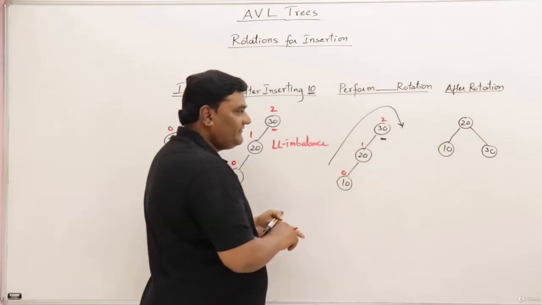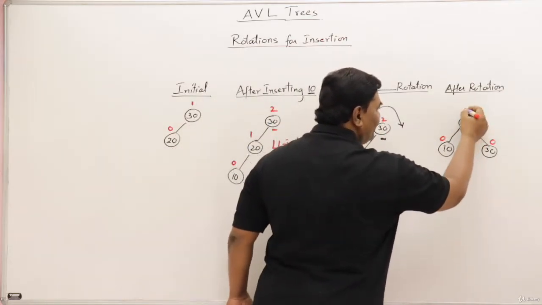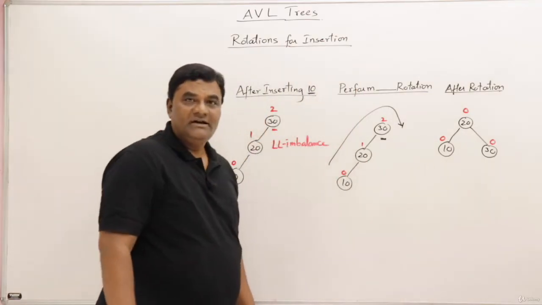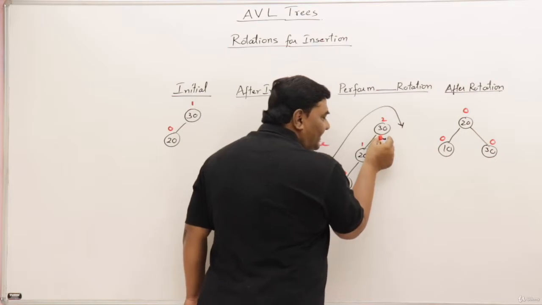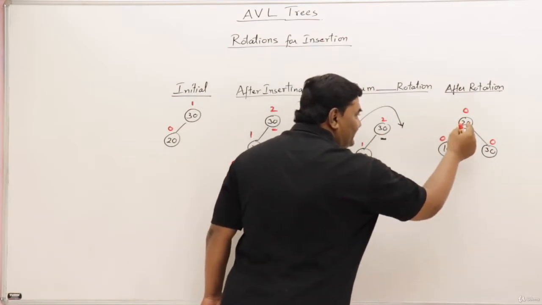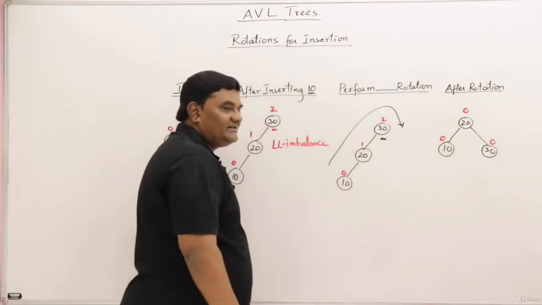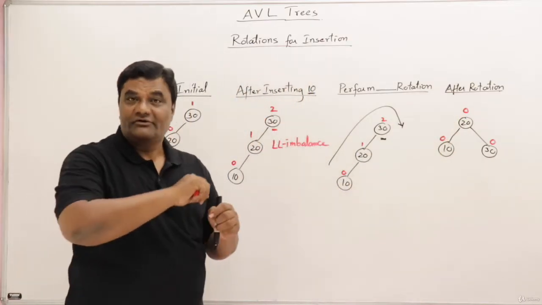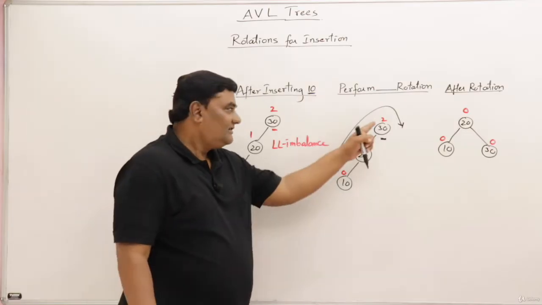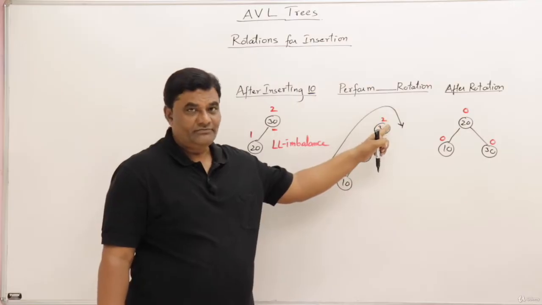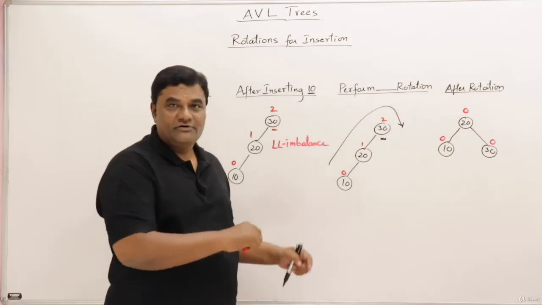Let us check the balance factors. This is 0. This is 0. This is 1 minus 1, which is 0. All are balanced. Around which node did we rotate? This node. Who is there now? 20. Is it balanced or not? Yes, its balance factor became 0. On whichever node you perform rotation, the balance factor should become 0 for that one. Earlier, at that position, the balance factor was 2. Now at the same position, the balance factor is 0. So this is the procedure for rotation.